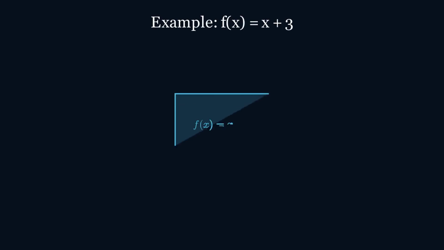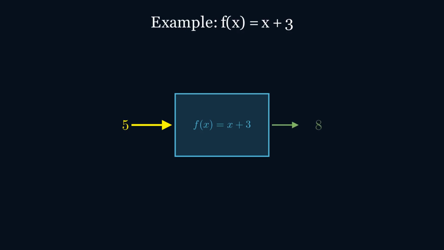Let's try a real example. f of x equals x plus 3. Put in 2, and out comes 5. Put in 5, and out comes 8. Even -1 gives a clean answer, 2.